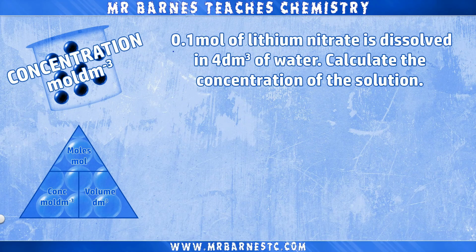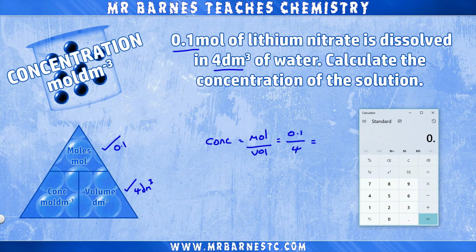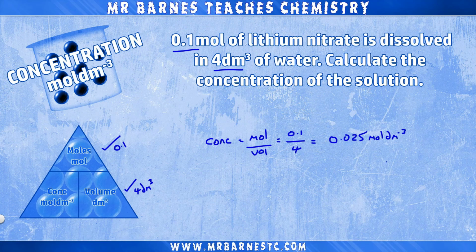So my question says 0.1 moles of lithium nitrate is dissolved in 4 decimeters cubed of water. Calculate the concentration of the solution in moles per decimeter cubed. So nice and simply, we have the moles, 0.1, and the volume, which is 4 decimeters cubed. So the calculation is moles divided by volume, which is 0.1 divided by 4, which comes out to 0.025 moles per decimeter cubed.